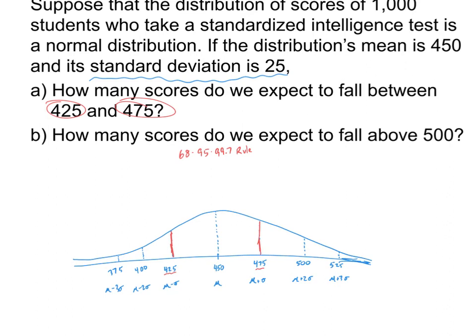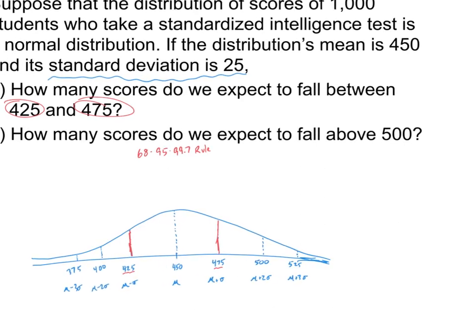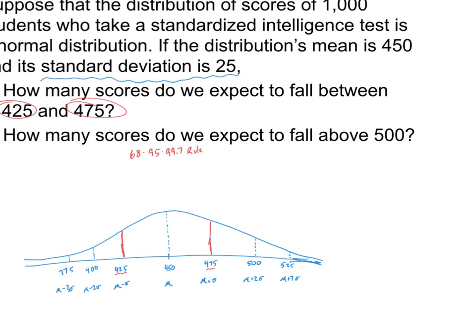Well, that's 1 standard deviation below, 1 standard deviation above. So we know for part A, let me move it over a little bit, for part A, we have 68% fall within 1 standard deviation. I'm going to abbreviate standard deviation there. So how many is that? Not what percent, how many is that?